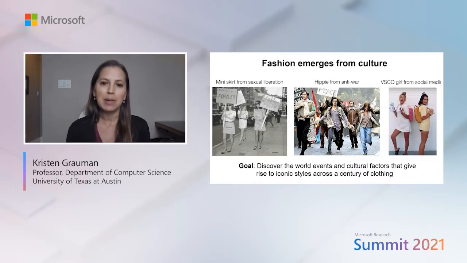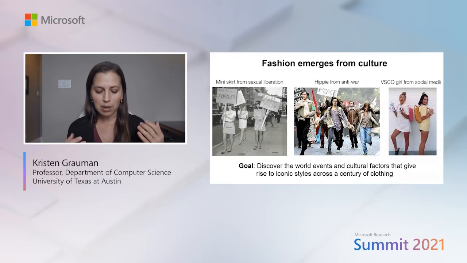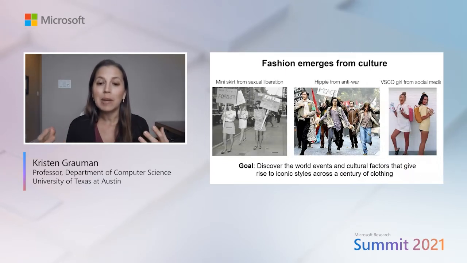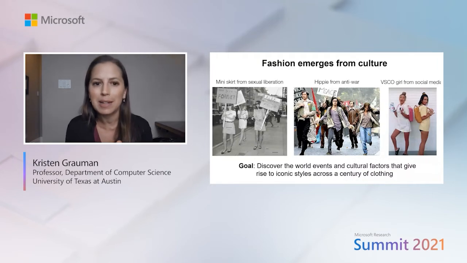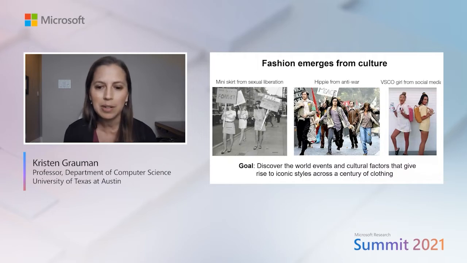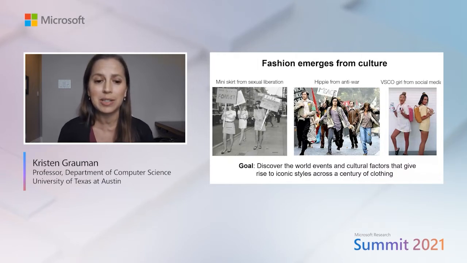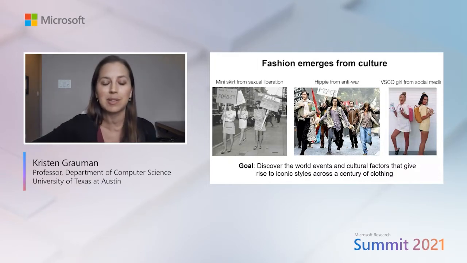If we could, this will allow us to have, on the one hand, a more quantitative and systematic approach to understanding when these links exist. Furthermore, it might allow us to discover things that are much more subtle than we're able to put our finger on just if we look at these by hand. So here's the goal. Can we discover which world events, which cultural factors give rise to iconic styles over time? And in the results and data I'm going to show you, this is over the span of about 100 years.